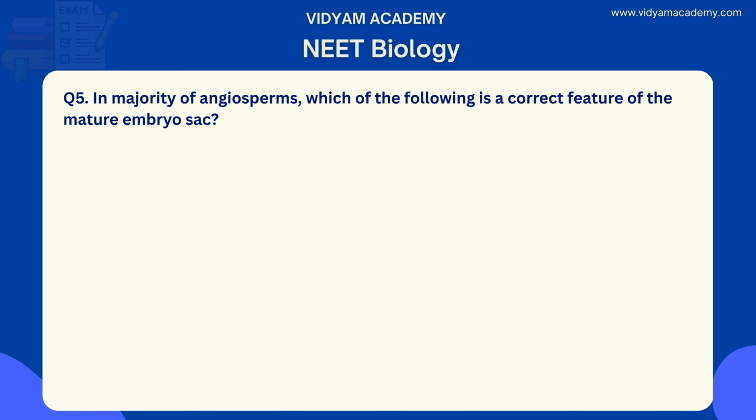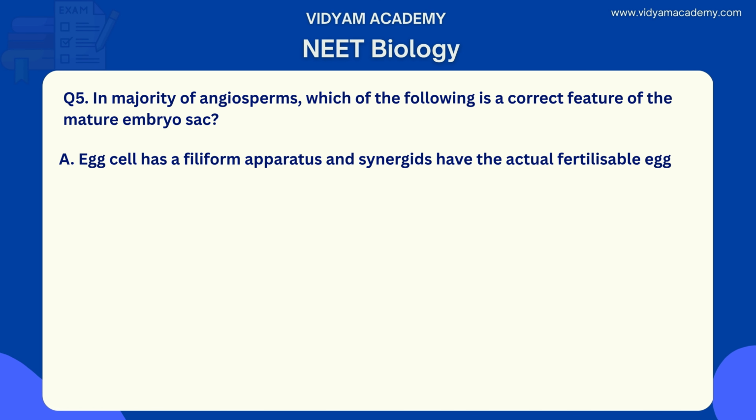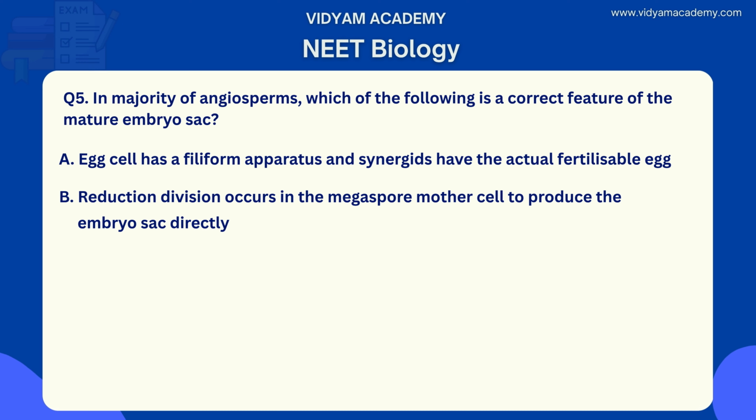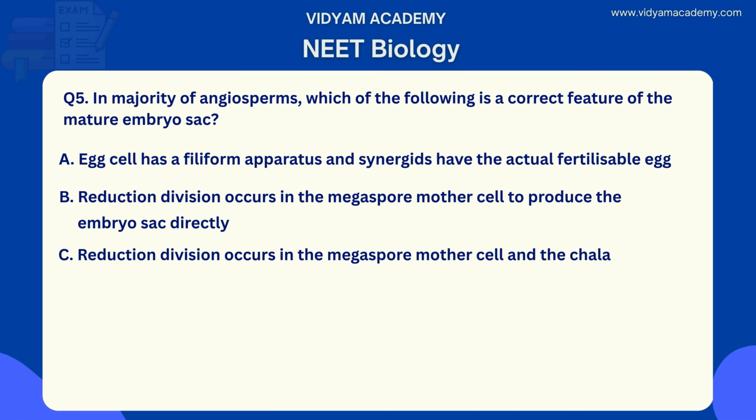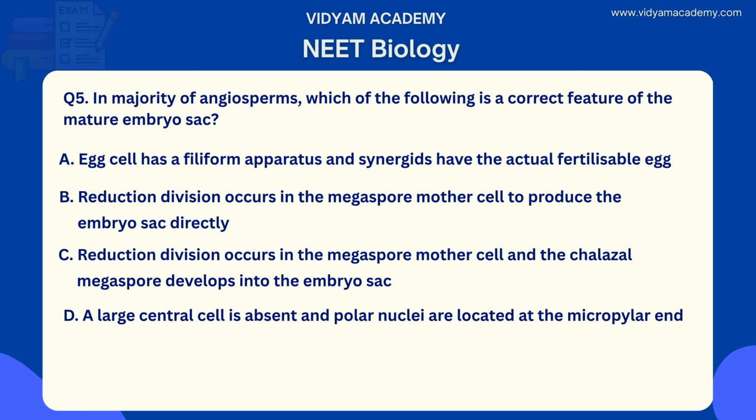In a majority of angiosperms, which of the following is a correct feature of the mature embryo sac? Option A, the egg cell has a filiform apparatus and synergids have the actual fertilized egg. Option B, reduction division occurs in the megaspore mother cell to produce the embryo sac directly. Option C, reduction division occurs in the megaspore mother cell and the chalazal megaspore develops into the embryo sac. Option D, a large central cell is absent and polar nuclei are located at the micropylar end.